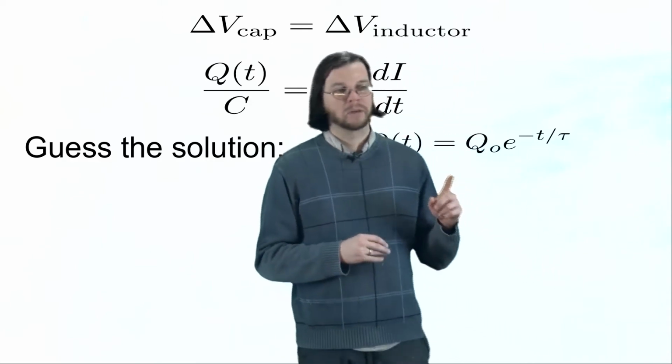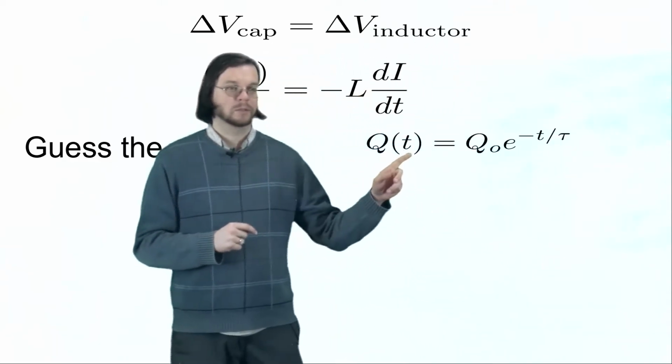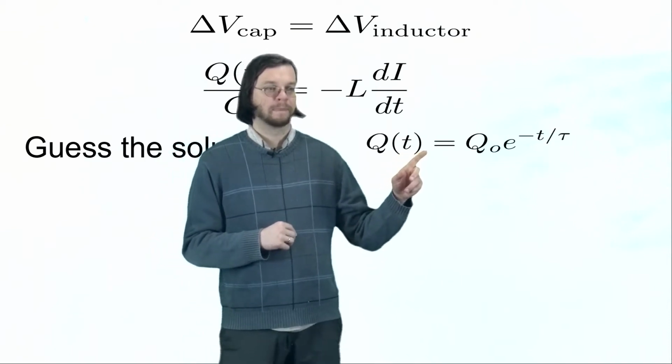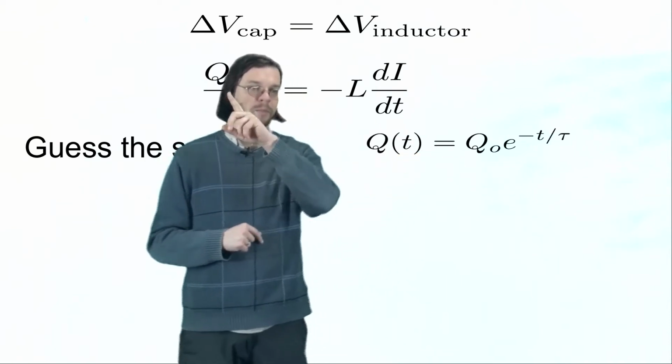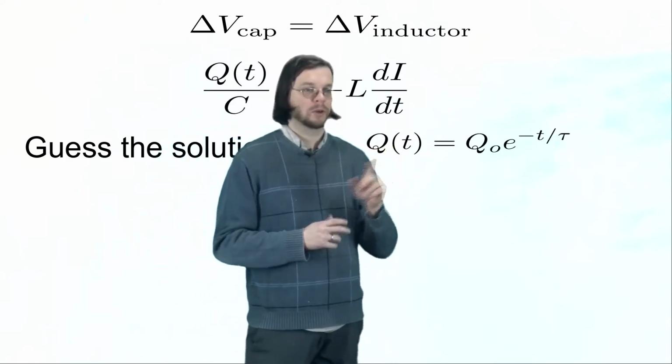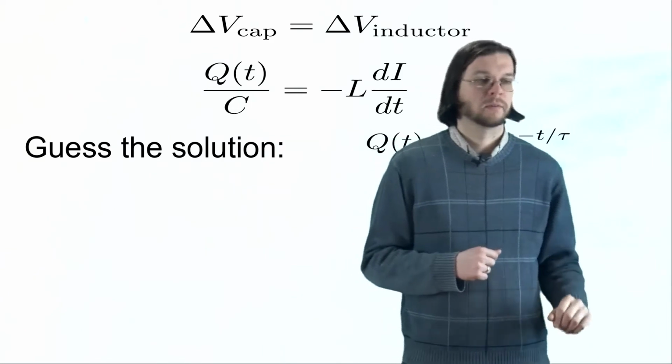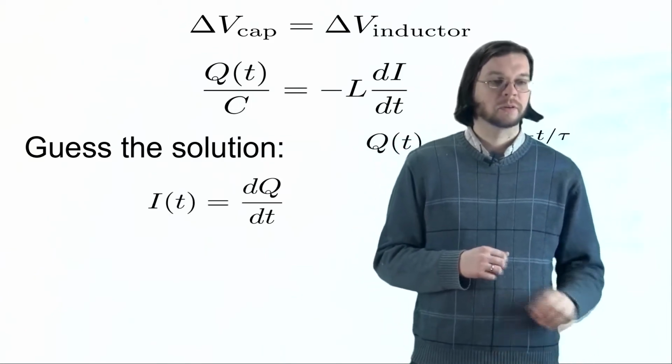So we're going to go ahead and stick this in here. This is the charge on the capacitor as a function of time. I can stick that up here, but I can also take the derivative of this to get the current, and I can take the derivative again to get the derivative of the current. Okay? And so that's what we're going to do.